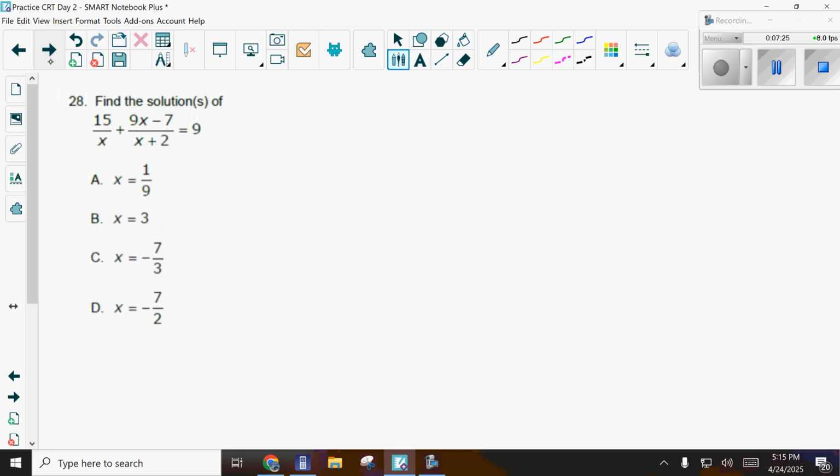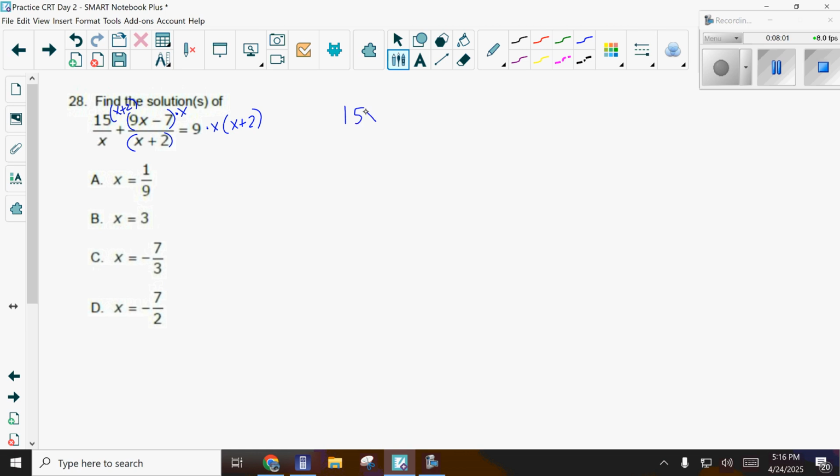Number 28 says find the solution. So now when we're talking about the solution, it's kind of done the same way. You have to give it what it doesn't have. So if I'm going to make a denominator that's going to represent every denominator here, that denominator would be x and x plus 2. So this one is missing the x plus 2. And then this one right here is missing the x. The third one is missing both. So we're going to have to multiply this with x and x plus 2. Once we do that, we don't need the fractions anymore.